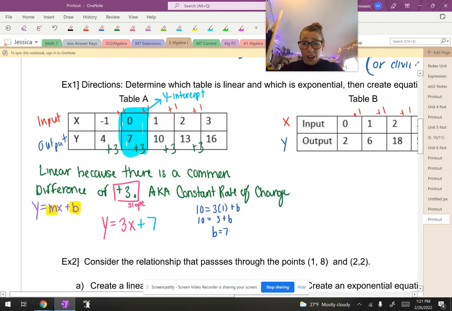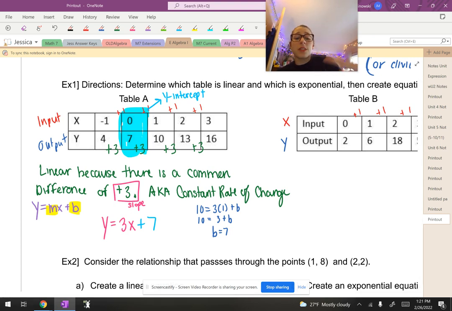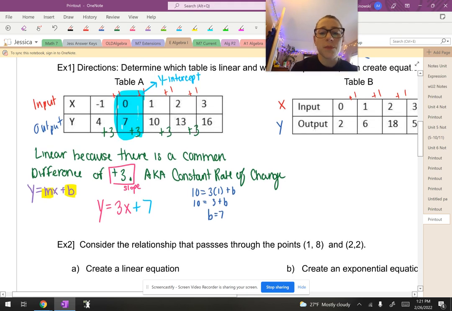So either way, if that y-intercept point doesn't jump out at you, or if, let's say you're not given that, you can still solve for it using the method that we've practiced a billion times.